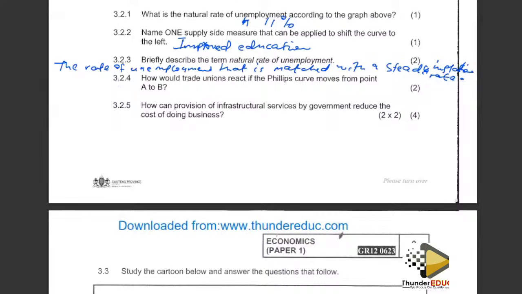So now, grade 12s, at this juncture, we have completed a few questions. Let's move on to 3.2.4. It reads as follows. How would trade unions react if the Phillips curve moves from point A to point B? How will they react? Trade unions in this regard will demand higher wages because the cost of living has increased. What would have pushed the cost of living to increase? The inflation rate.